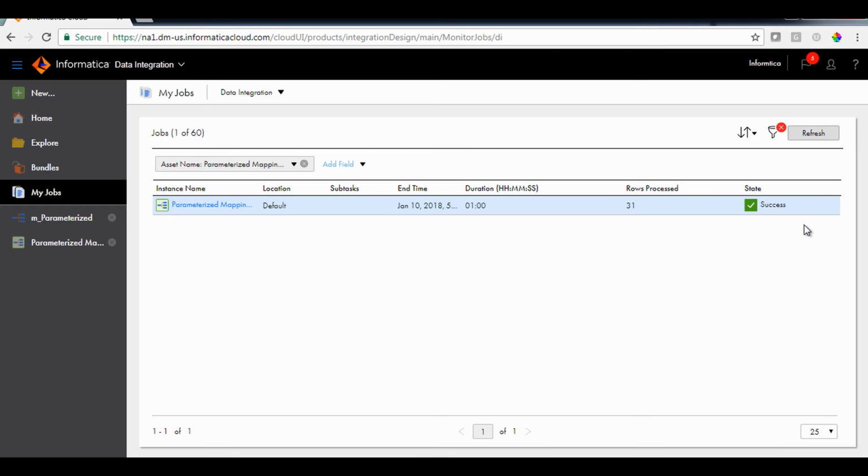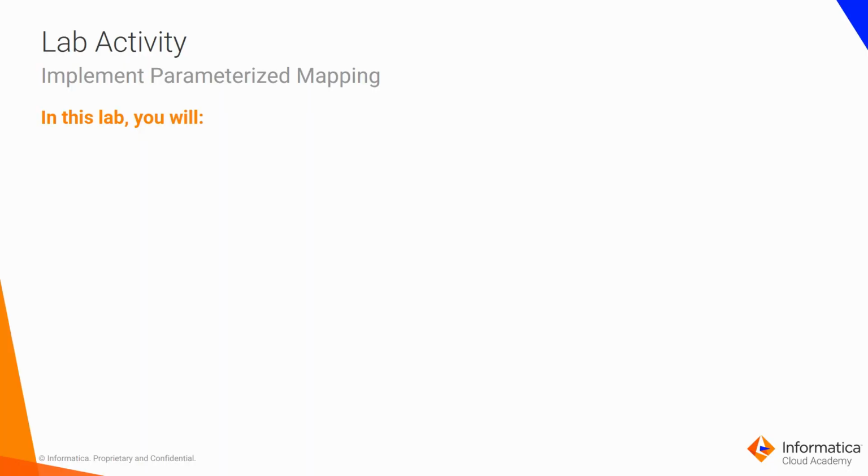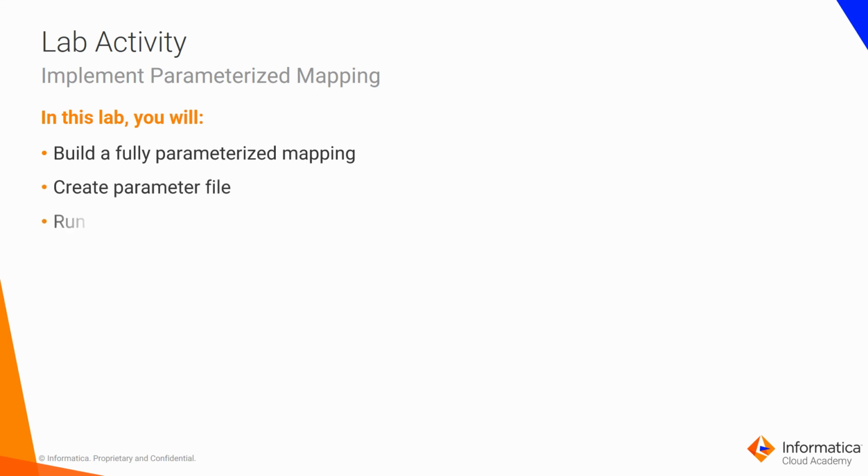You are now ready to implement parameterized mapping with REST API. In this lab module, you will build a fully parameterized mapping, create a stored parameter file, and run an MCT using the parameter file.